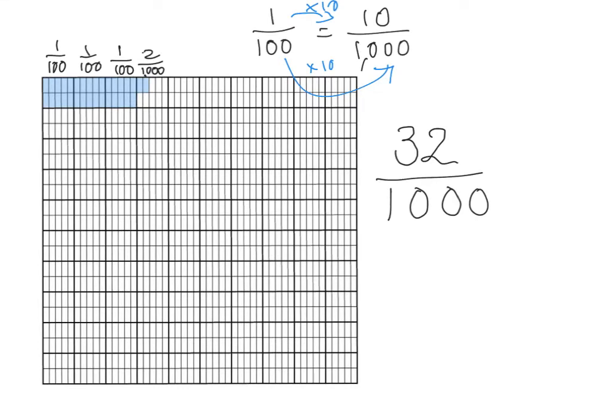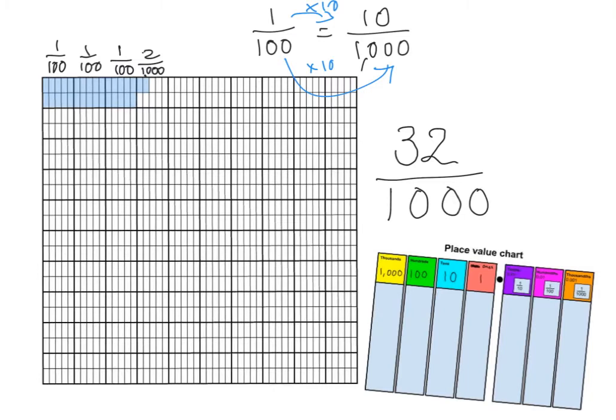And what would this be as a decimal? I've got 3 hundredths, 2 thousandths. I haven't got any tenths. Remember, if it was all the way across, then I'd have a tenth, but I don't, so I'm going to put 0 in that column. And then don't forget your placeholder 0 in the ones column. So 32 thousandths as a decimal is going to be 0.032.